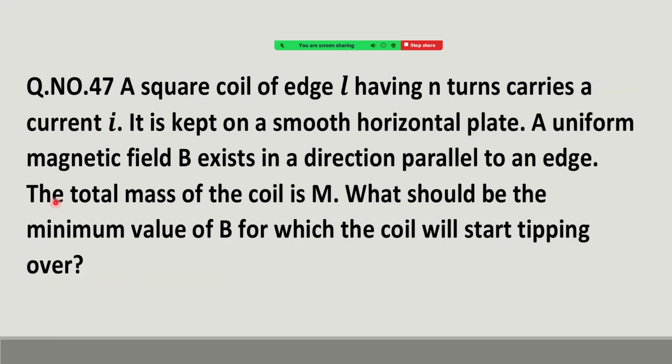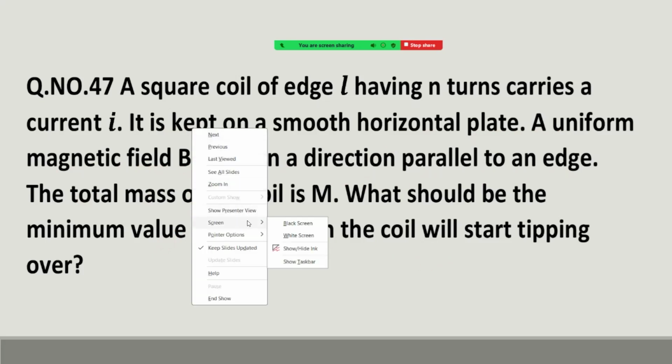Okay. Let us see next one. A square coil of side L having n turns carries a current I. It is kept on a smooth horizontal plane. A uniform magnetic field B exists in a direction parallel to an edge. The total mass of the coil is M. What should be the minimum value of B for which the coil will start tipping over? Right?